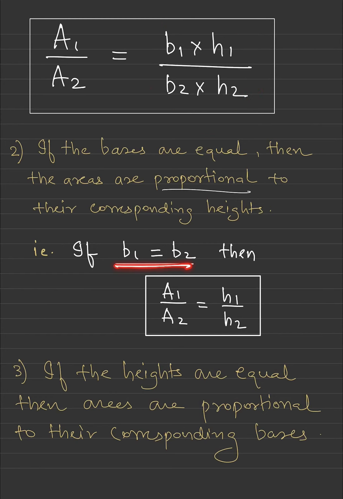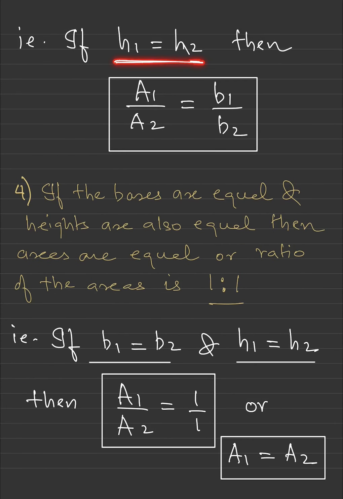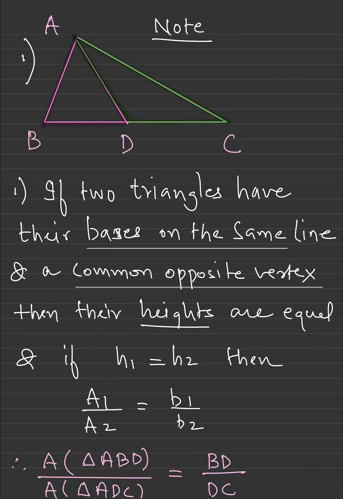If the bases are equal, then a1 upon a2 is equal to h1 upon h2. If the heights are equal, then a1 upon a2 is equals to b1 upon b2. If the bases are equal, heights are equal, then a1 upon a2 is 1 is to 1, or you can say the areas are equal, right? Then you had two very important concepts.